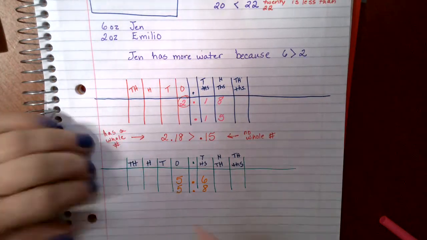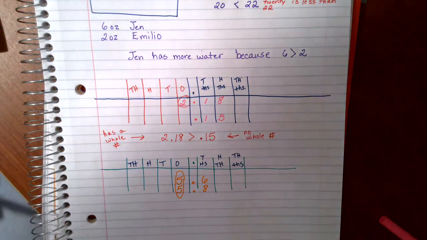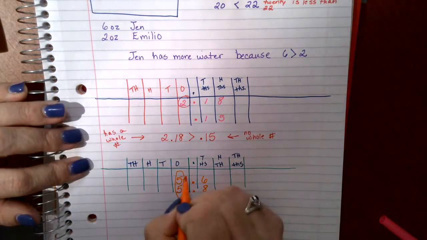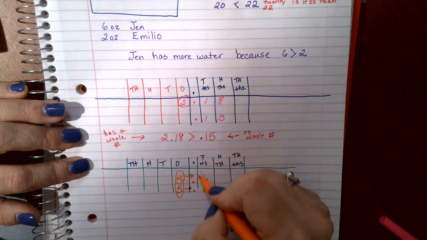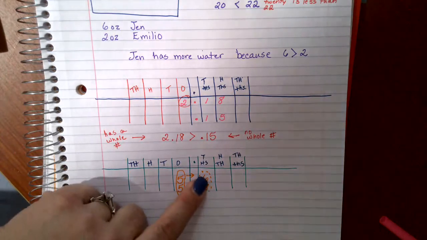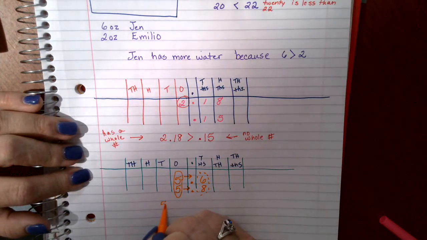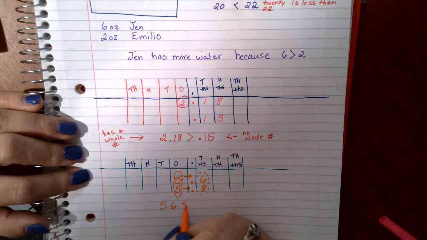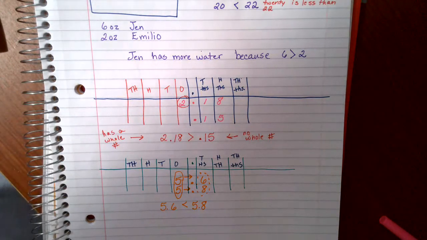Well, we look first at our ones, our whole numbers. These are the same. So what we're going to do is move to the right. We're going to look to the right of the decimal to see which number is greater. The next larger place value is this one right here, the tenths. 8 tenths is more than 6 tenths. Therefore, 5 and 6 tenths is less than 5 and 8 tenths.